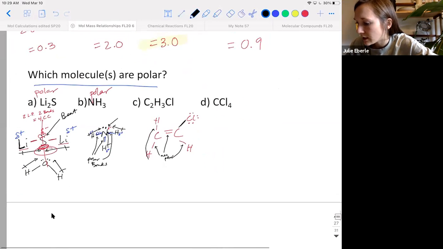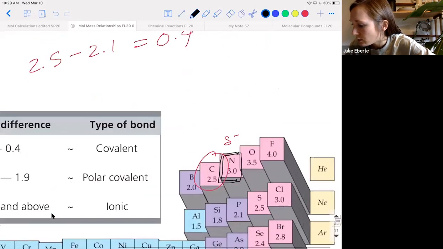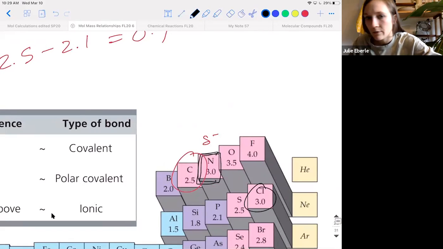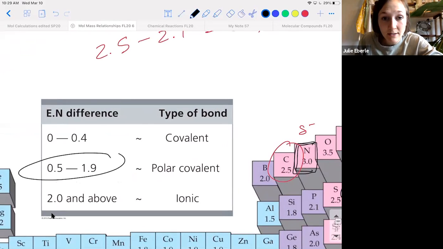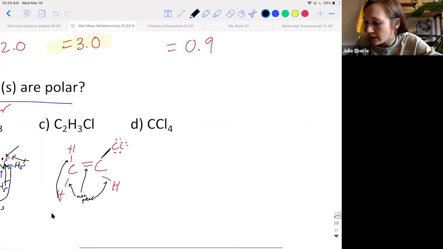We're looking at the electronegativity chart down here. Carbon is 2.5 and chlorine is 3.0. 3.0 minus 2.5 is 0.5. So it's barely polar, but it is. So we do have 1 polar bond right here.